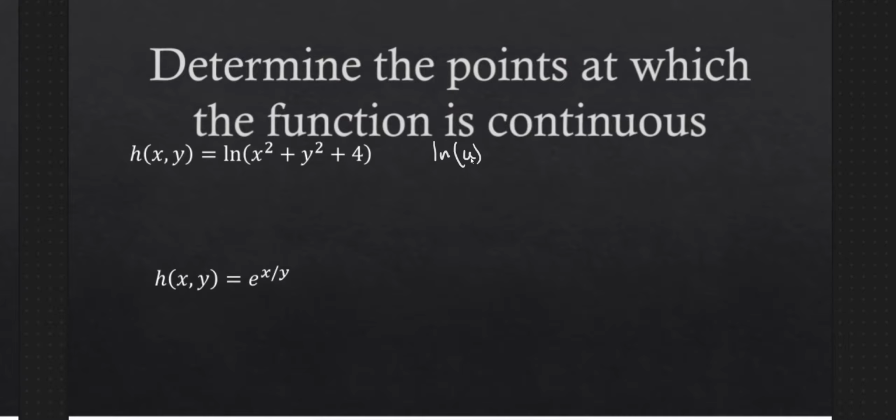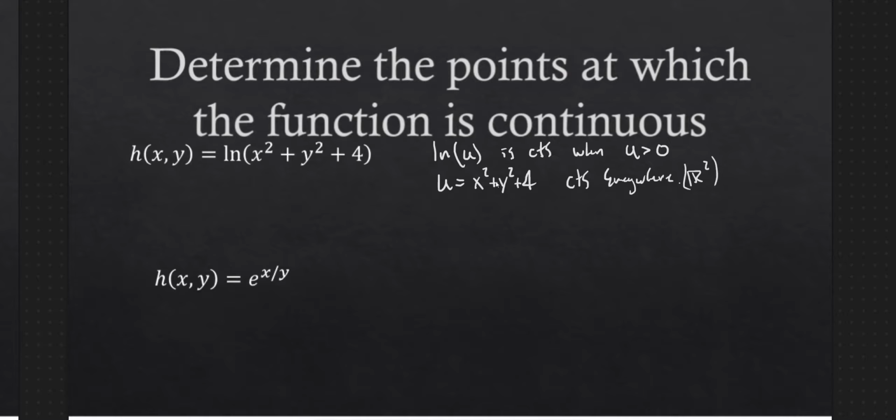So we have natural log of u. This is like my outside function is natural log, and I know that's continuous so long as u is strictly greater than 0, right? So that's when this function's continuous. What about the inside function? So u is equal to x squared plus y squared plus 4. And one thing to notice here, so this is continuous everywhere, everywhere being all of R2, the plane.